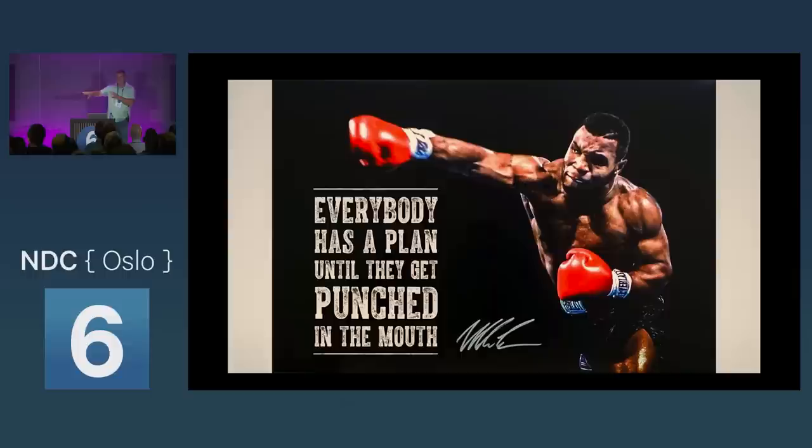So Mike Tyson's quote, years and years ago, he had some high-profile fight coming up when people still paid attention to boxing. And they were asking him, hey, Michael Spinks says he has a plan on how to beat you. Or maybe it was Evander Holyfield, I don't know. And he says, hey, everybody has a plan until they get punched in the face. Right? Software architecture, everything works at first.